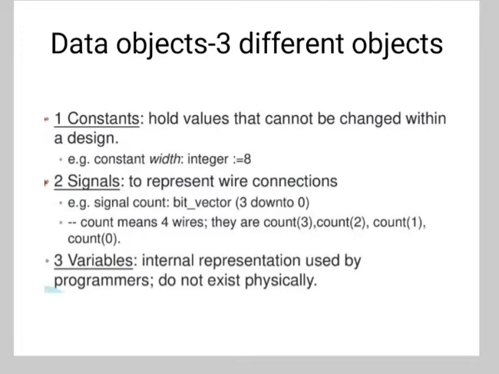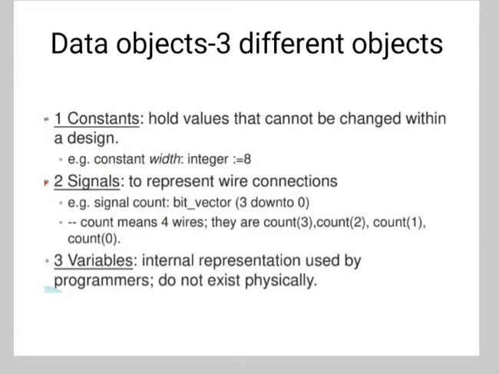For example, constant width : integer := 8. The object type of any constant declaration can be of scalar or composite type, and it cannot be a file or access type. If a constant is an array or record, then none of its elements can be of the file or access type. So this is all about the constant.